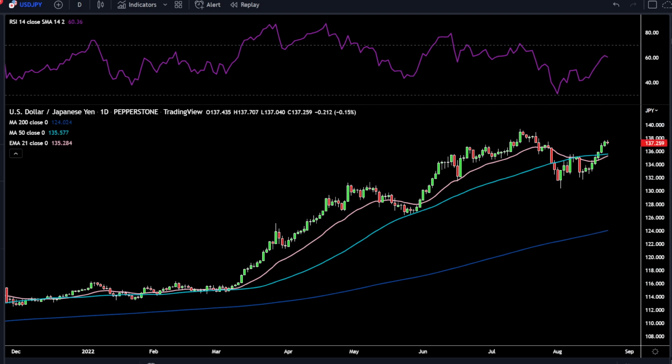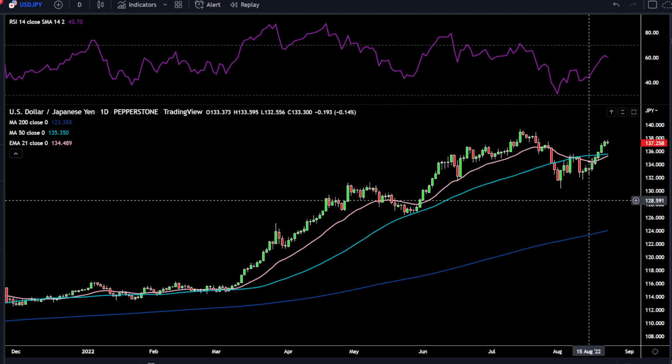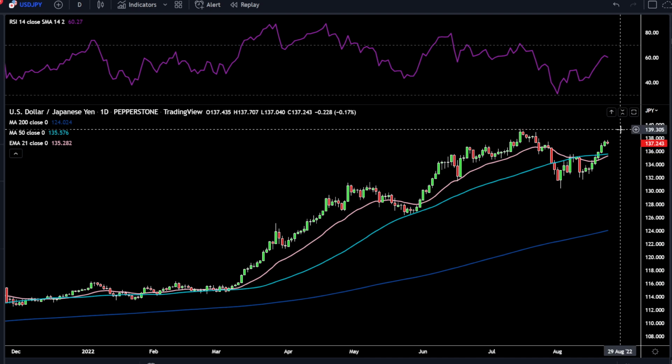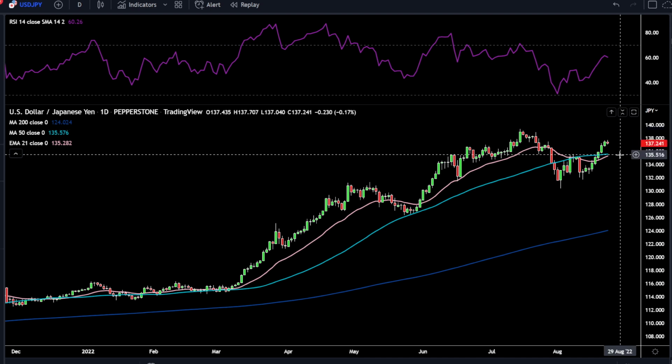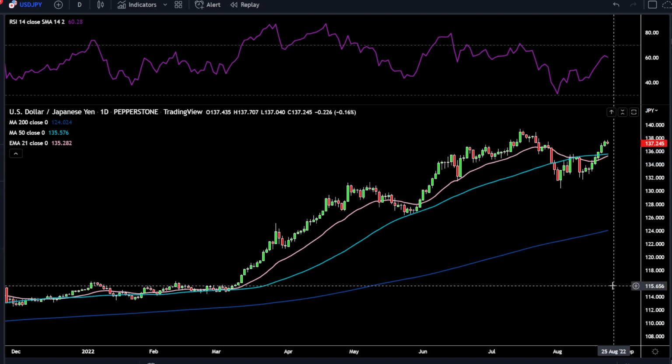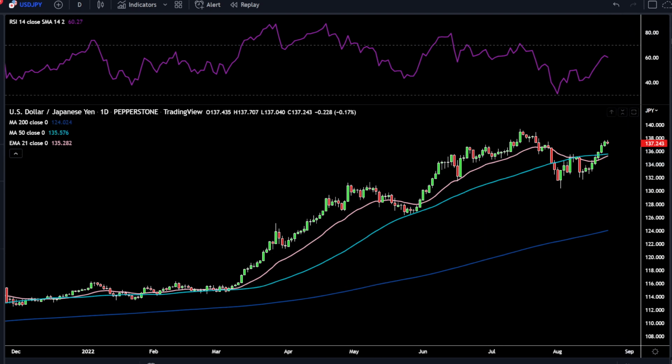Dollar yen, seeing a tiny bit of a reversal here, rolling over. The RSI is still above 50 though. We saw a nice break above that 50-day simple moving average. And levels in terms of what I'm watching, again, close to that 140 on the upside, and then on the downside, I'll be looking around 135.5 where that 50-day simple moving average is, as well as the 21-day exponential moving average.